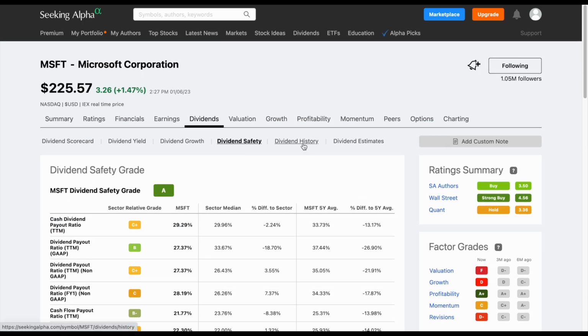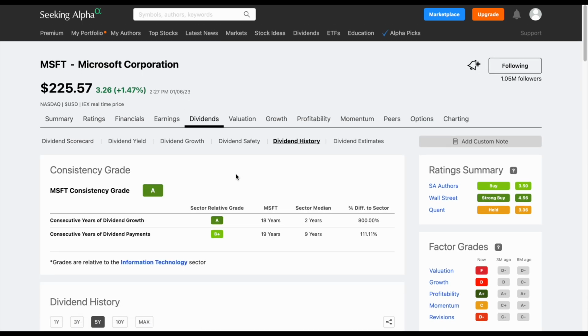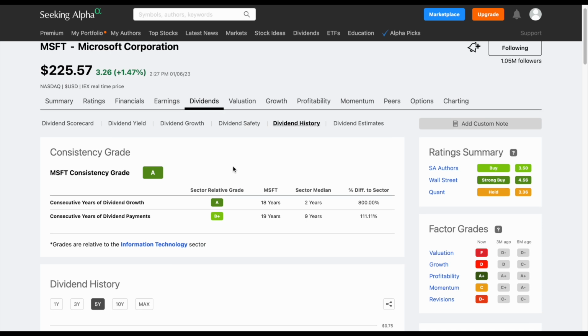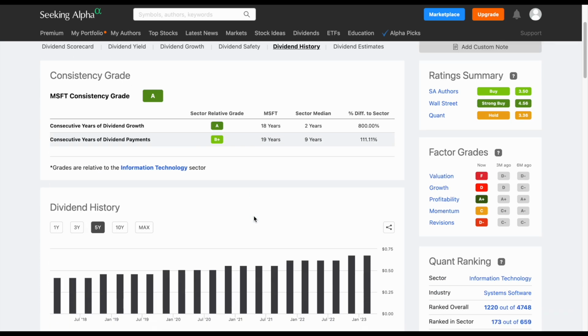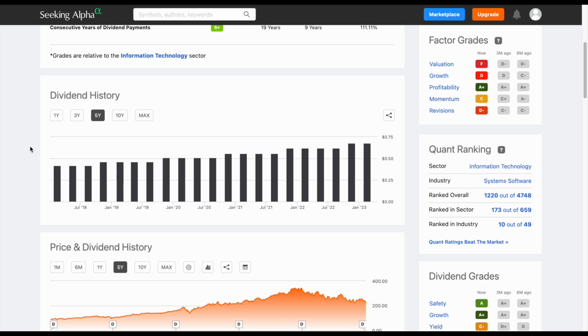Scroll up, something I always look at again is going to be our dividend history. I want to see a track record of growing dividends, and we can see in Microsoft's case that is the case. Consecutive years of dividend growth at 18 and consecutive years of dividend payments at 19. So if you watch my videos on stock analysis, I show you this chart here a lot. It's going to show the dividend history.